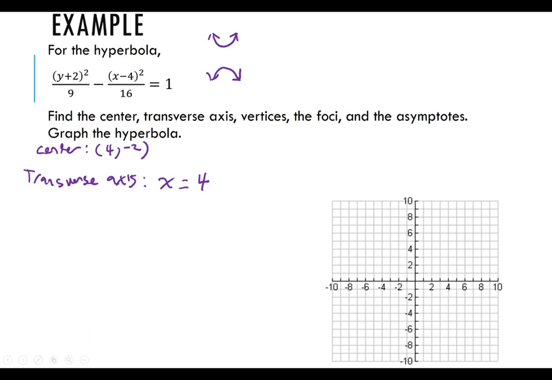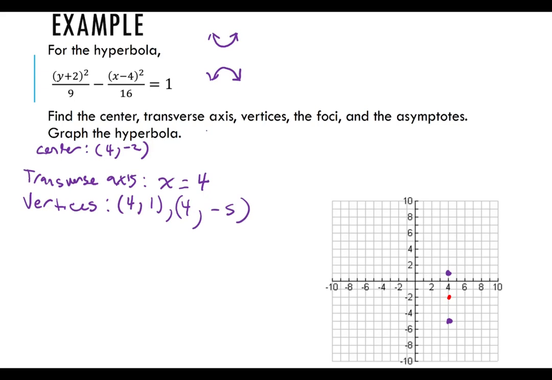The center being at 4, negative 2, and we know that we open up and down for this hyperbola. The vertices are going to be a distance of 3 above and 3 below. So 1, 2, 3, 1, 2, 3. I do want to change my colors here because these are actually points on the graph. And so red is not actually on the graph, whereas purple is on the graph. Alright, and so my vertices are the points 4, 1 and 4, negative 5.